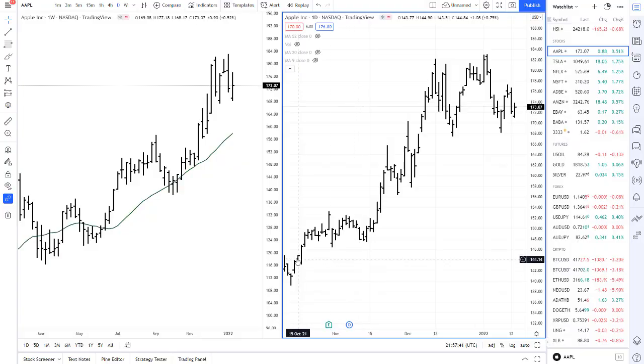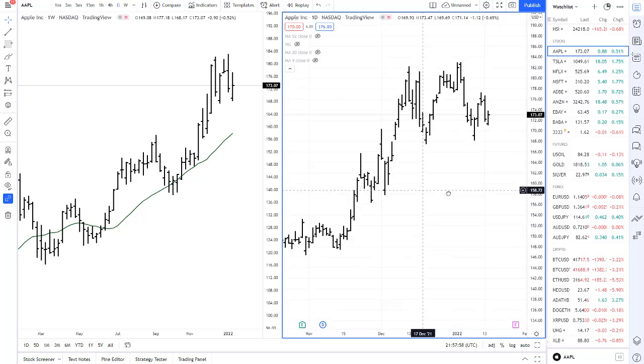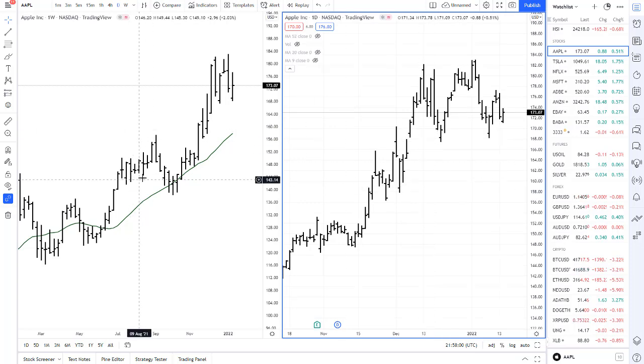Alright traders, so let's get straight into it. One thing I really want to share with you in today's video is just one simple technique you can use to identify some really good trading opportunities. The thing that I really want you to do is this. Firstly, if you're trading a daily chart, so right now we're looking at the stock Apple.